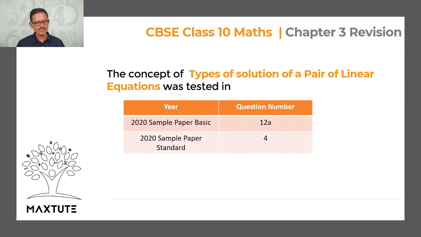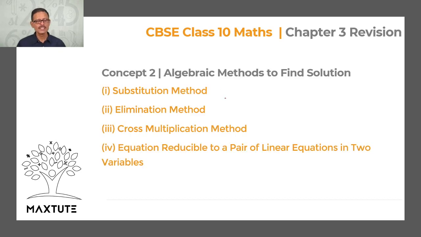Let's move on. When was this concept tested? It was tested as part of the sample paper given for 2020, both in the basic version and in the standard version. Let's move on to the next concept. This concept 2 is finding out different algebraic methods to find the solution to a pair of linear equations in two variables. Right? I've gone through papers since 2016. Not in one single paper have they mentioned the method that you need to use. Substitution method and elimination method are equally easy. I actually have a preference for the elimination method. Cross multiplication is a little cumbersome. Don't go about it. They do not mention the method by which you'll have to find the solution.